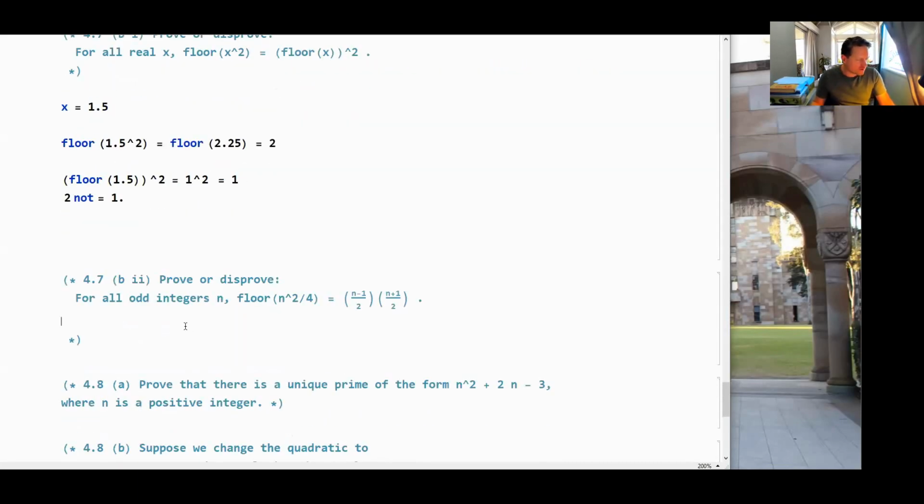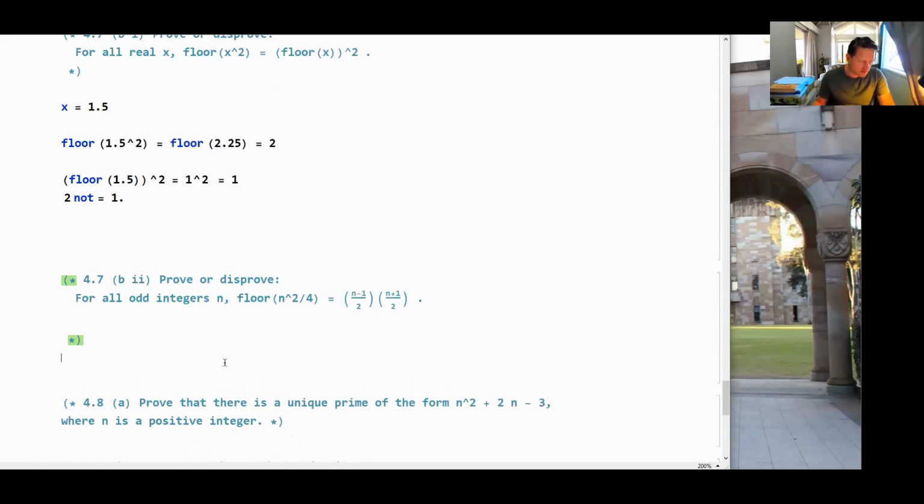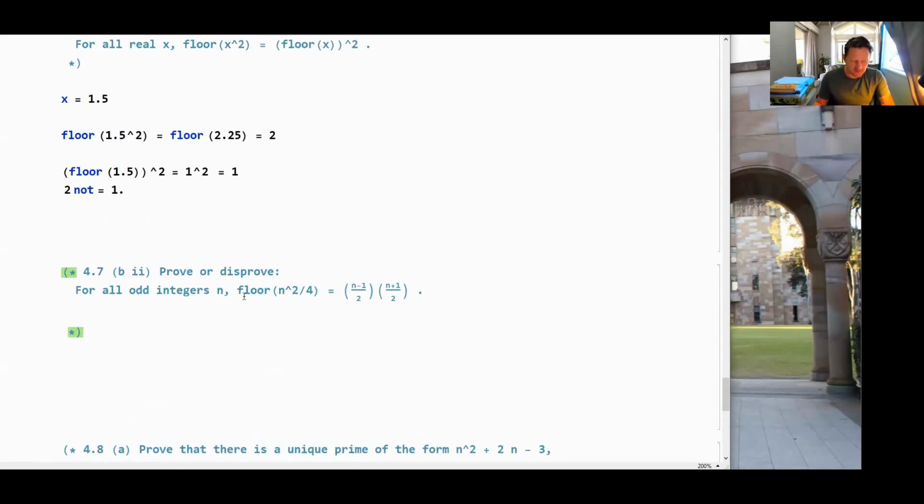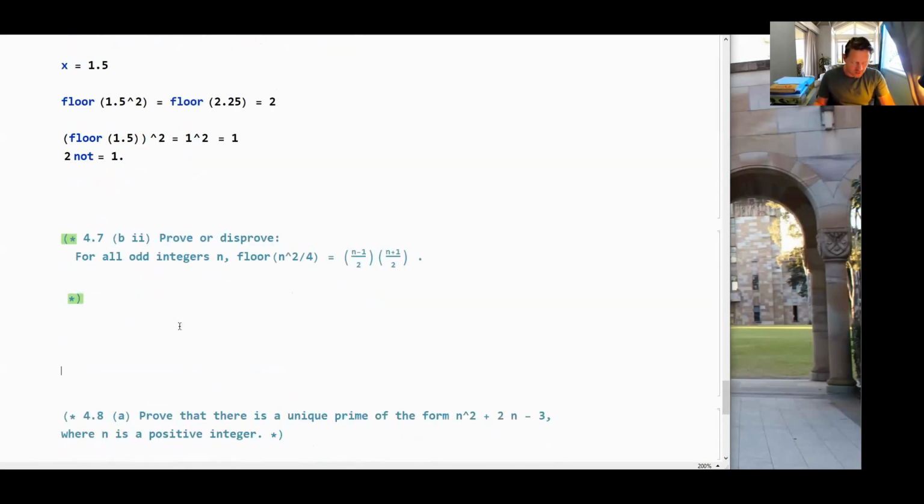Now, prove or disprove. So this one here, for all integers n, the floor of n squared divided by 4 is equal to n minus 1 over 2 times n plus 1 over 2. Now that looks like it should be false given the previous one, but it's true. Okay, so let's give a proof of this.